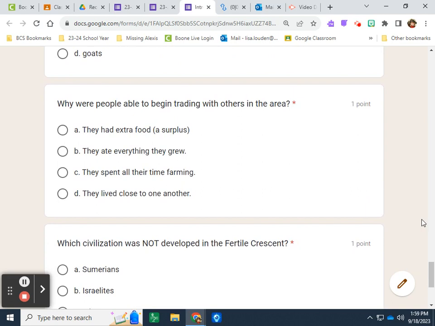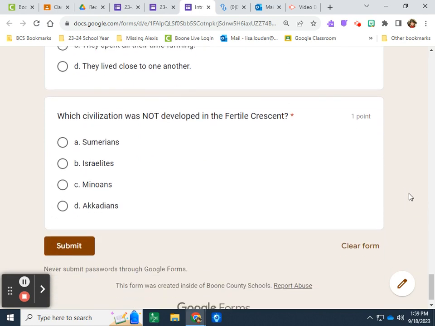Why were people able to begin trading with others in the area? A, they had extra food, a surplus. B, they ate everything they grew. C, they spent all their time farming. Or D, they lived close to one another. And last, which civilization was not developed in the Fertile Crescent? A, Sumerians, B, Israelites, C, Minoans, or D, Akkadians?